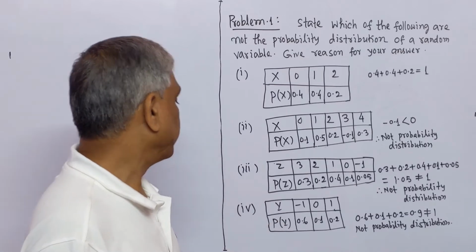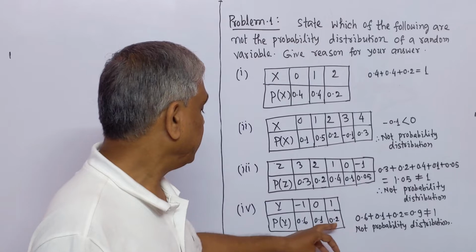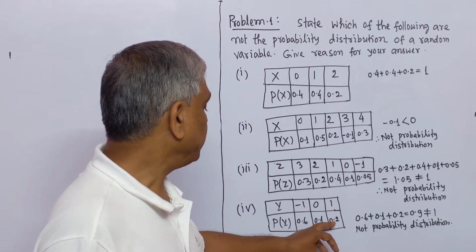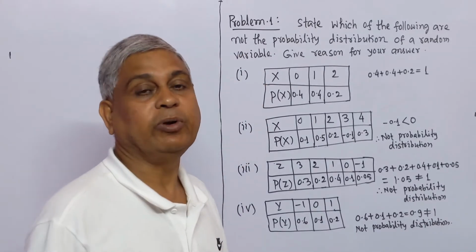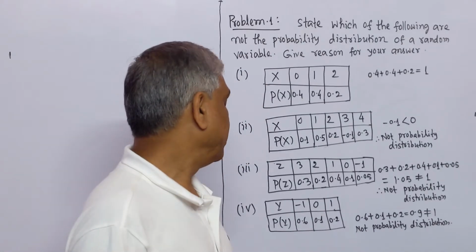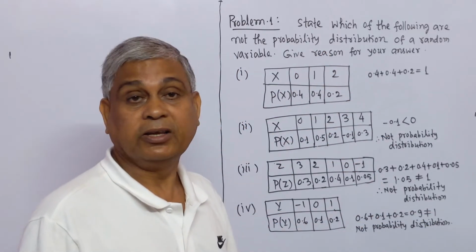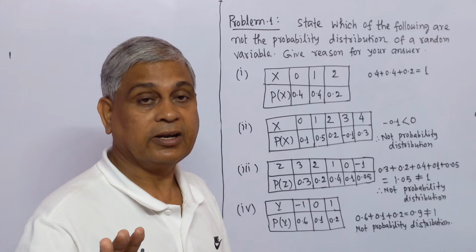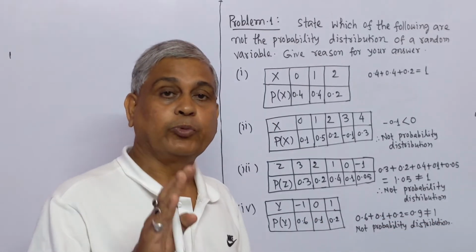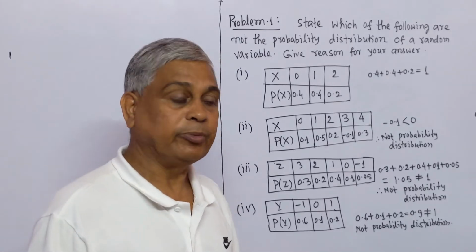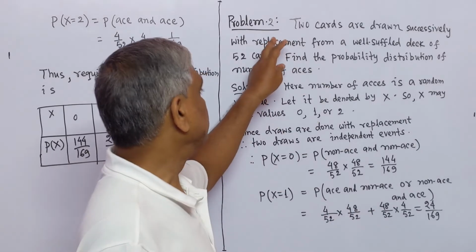Here number 4. If we add the probabilities 0.6 plus 0.1 plus 0.2, this is 0.9, which is not equal to 1, and for a probability distribution this must be equal to 1. Here we do not get sum 1, so this is not the probability distribution of a random variable y. Now we solve problem number 2.